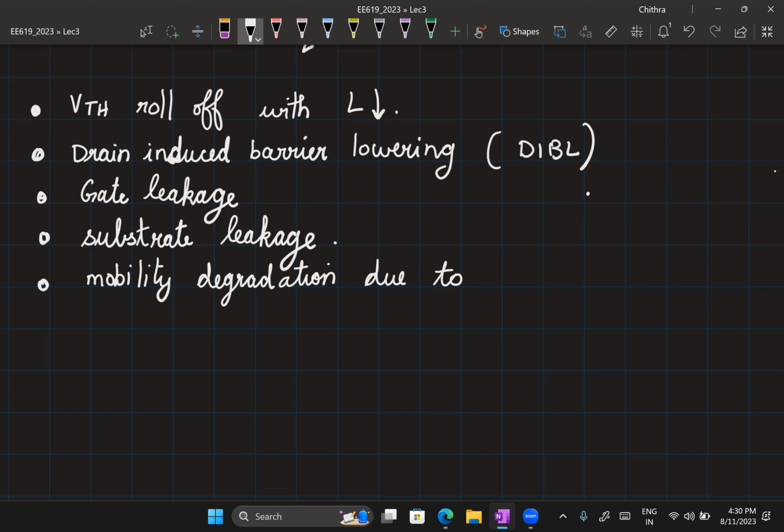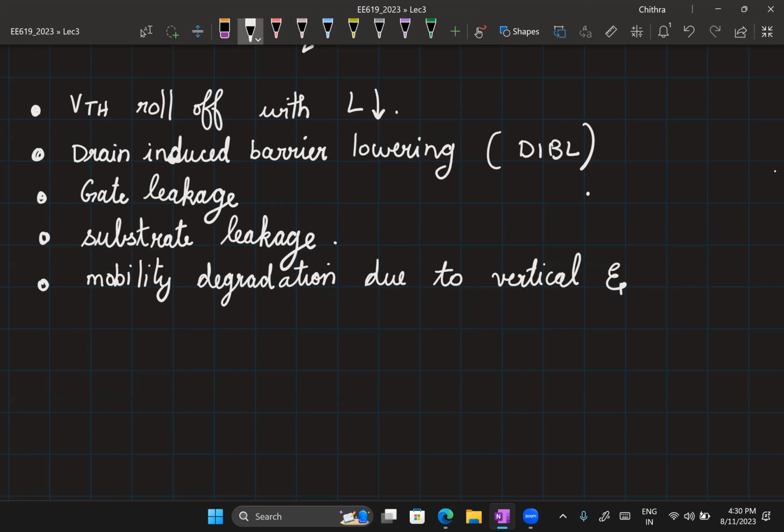Due to the vertical electric field. So far, when we were looking at the current flow, we assumed that there is a lateral electric field, and because of this, the electrons are moving from source to drain. But we are also applying a VGS, which means there is a vertical electric field also present. So basically, the electrons are moving in a 3D space, which has both horizontal and vertical electric field.